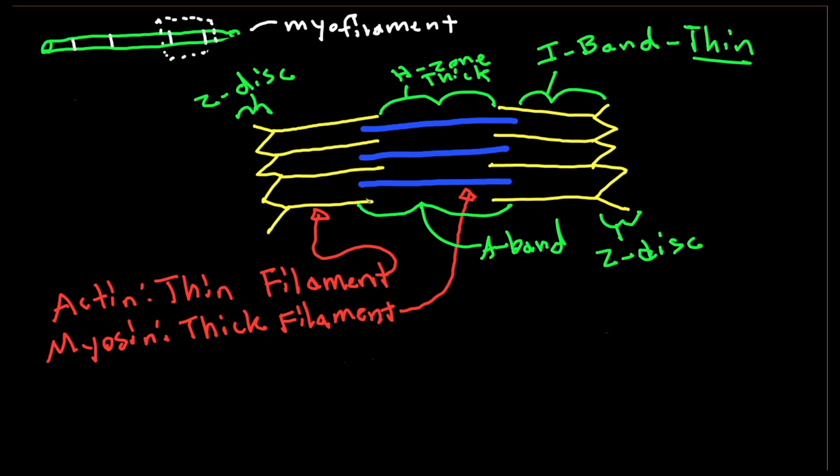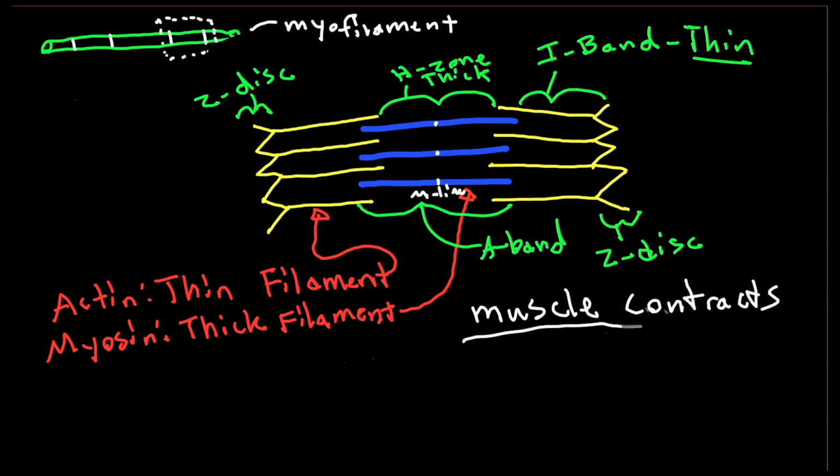And there's also something called, let me draw it in white here, an M line, which is directly in the middle of the thick filament, M line. So when a muscle contracts, and this is important, when a muscle contracts, the part that contracts, they call the His.